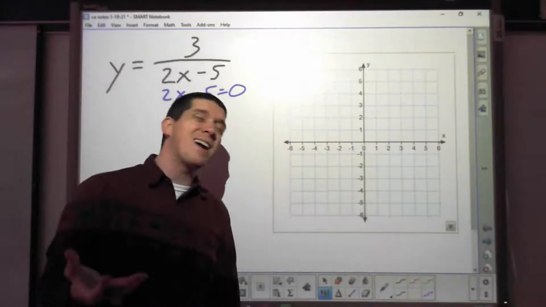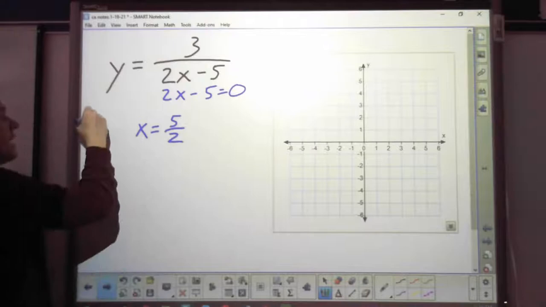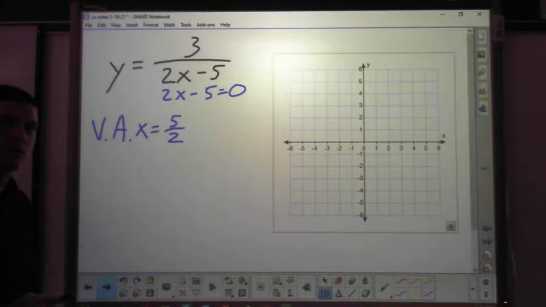And from there, I hope it's fairly obvious. I'm going to add 5, divide by 2, and then I get x equals 5/2. And that right there is our vertical asymptote. That's all there is to finding these vertical asymptotes: I'm just going to set that denominator equal to 0 and solve.